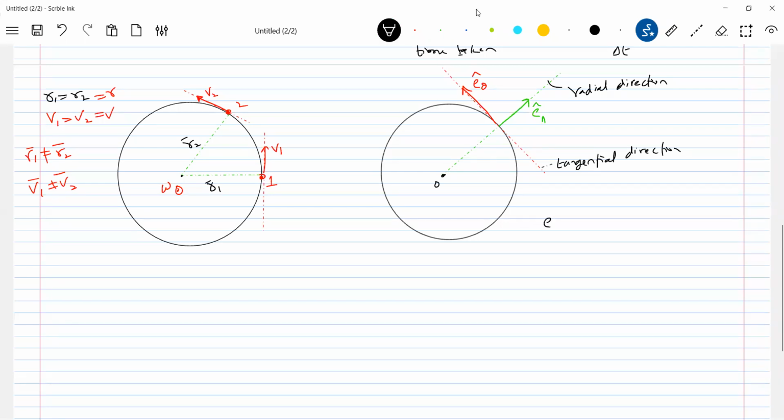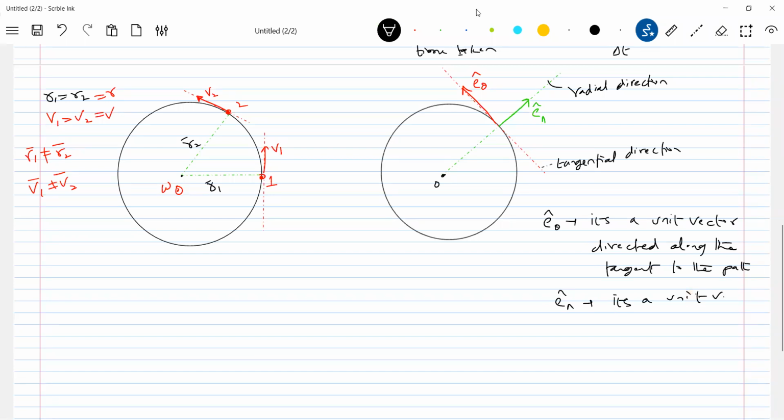We'll define it. E theta cap is a unit vector directed along the tangent to the path. What about En cap? It's a unit vector directed along the radial direction. Tangential direction, radial direction. This is how we define it.